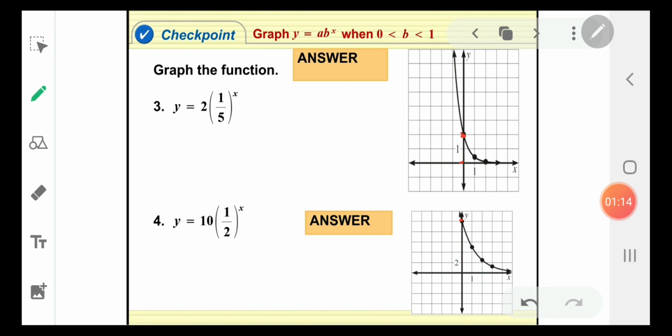Here, as we said, the y-intercept is 10. We're using here a different scale. Each block represents 2 units. So you can plot the points here. And then we use several points after the y-intercept. You join them. Again, the graph approaches toward the x-axis and never crosses it. It's all above the x-axis.